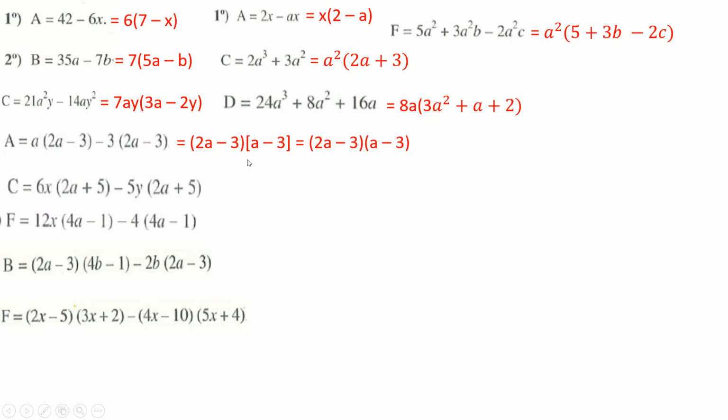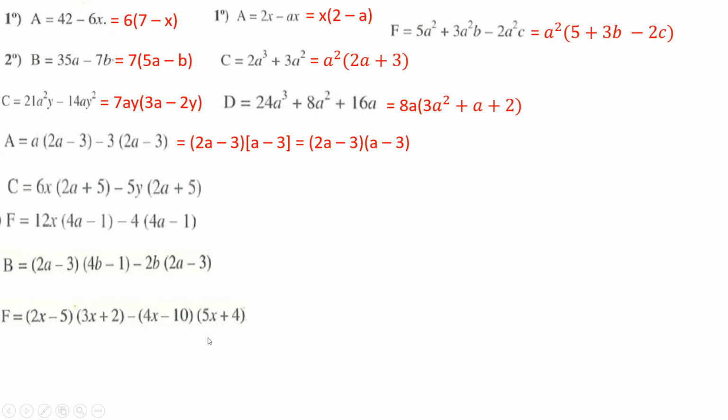As you can see, I write my answer between brackets. Also, minus 3 into 2A minus 3, I divide by 2A minus 3, and I get minus 3. After that, I write my answer between parentheses. If you look at the answer, also we have a product of a binomial by a binomial. So this is the factorized form.